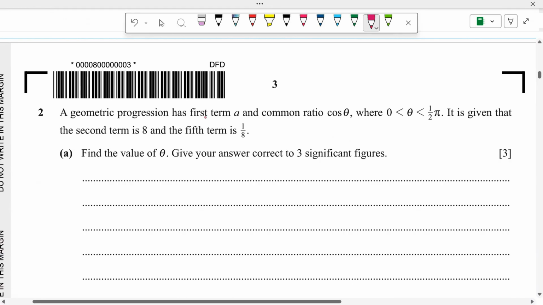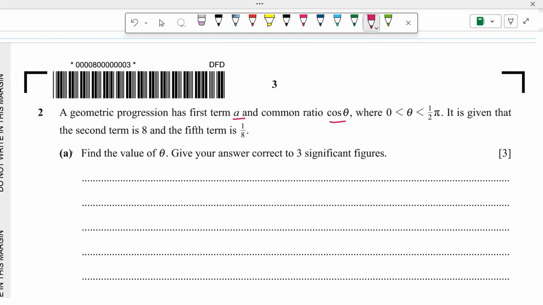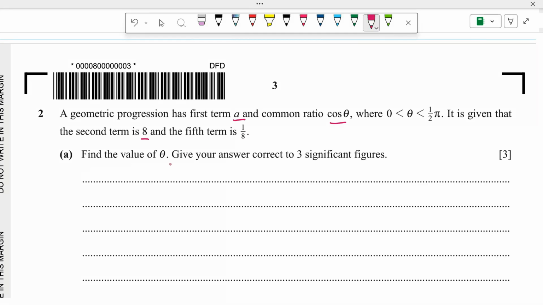Our geometric progression has the first term a and the common ratio is cos theta, where theta is less than pi by 2 and greater than 0. It is given that the second term is 8 and the fifth term is 1 over 8. Find the value of theta, give your answer correct to three significant figures.